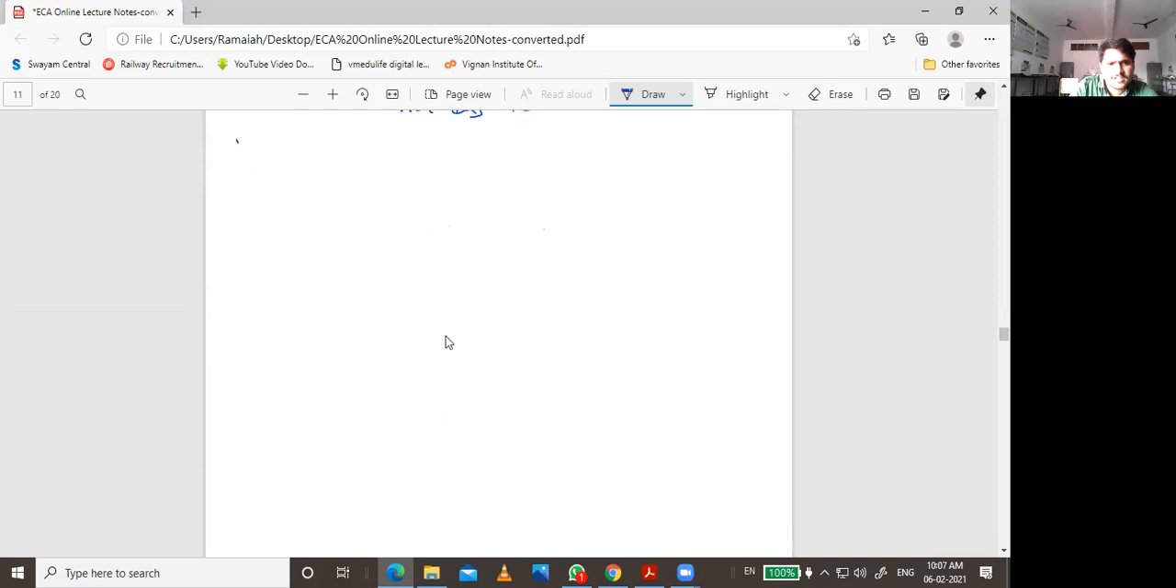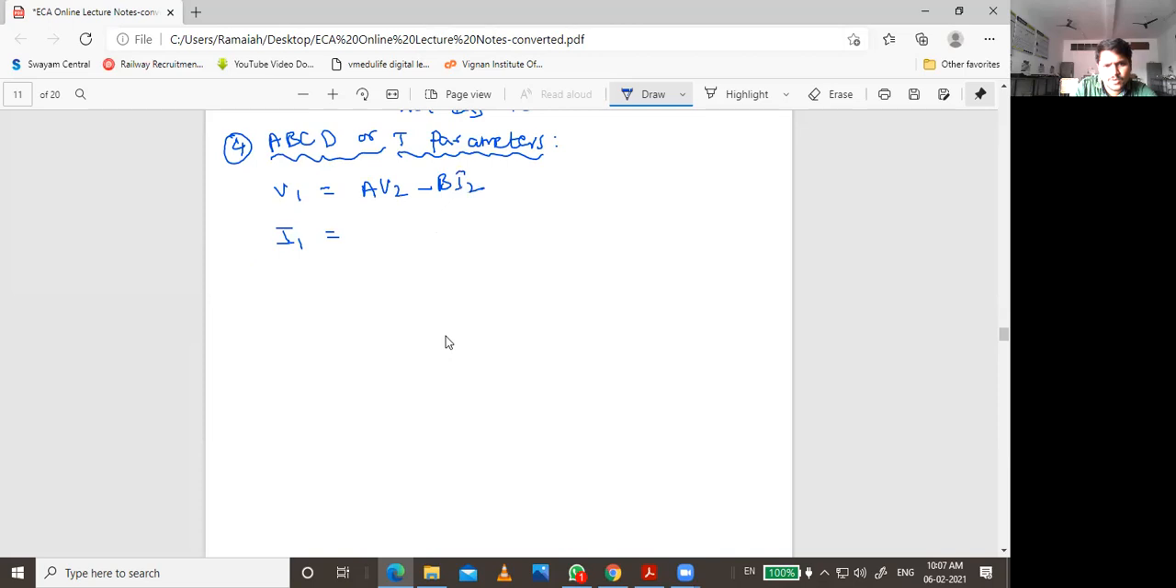Next one, let us derive the condition of reciprocity in ABCD parameters or T parameters, also called transmission parameters or chain parameters. So first write down the equations. Voltage V1 and current I1 at port 1, the sending end, are equal to AV2 minus BI2 and CV2 minus DI2. So these are the equations of the ABCD parameters, equation 1, equation 2.